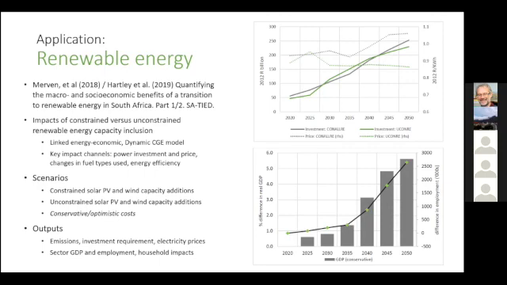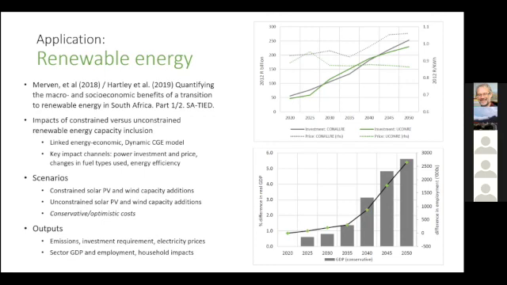In terms of the scenarios, the paper looked at a constrained solar PV and wind capacity addition scenario relative to an unconstrained scenario. And then it also looked at the difference of whether we consider conservative or optimistic prices. The outputs from the modeling effort on the energy side included impacts on emissions, investment requirements, and electricity prices, and then on the economic side, it looked at sector GDP, employment, and household impacts.